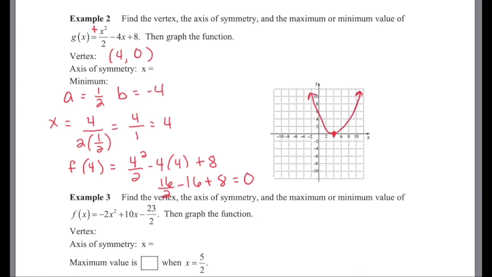And I'll let you use Desmos to continue graphing to find more exact points. But we know that our axis of symmetry goes right through that vertex. So our axis of symmetry is x equals 4. And this is a minimum value.